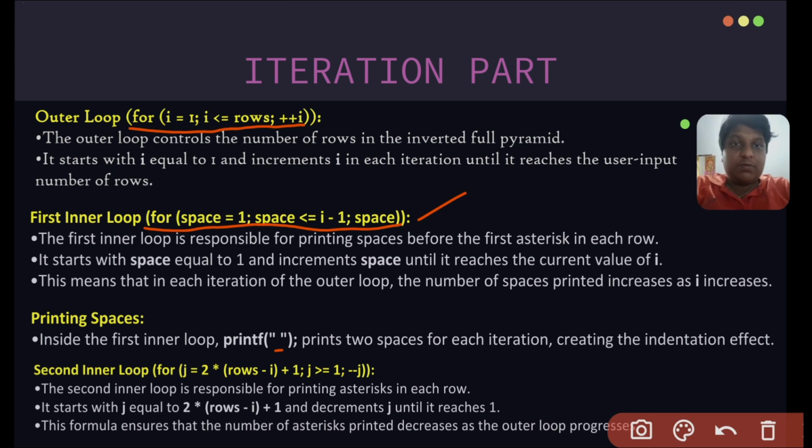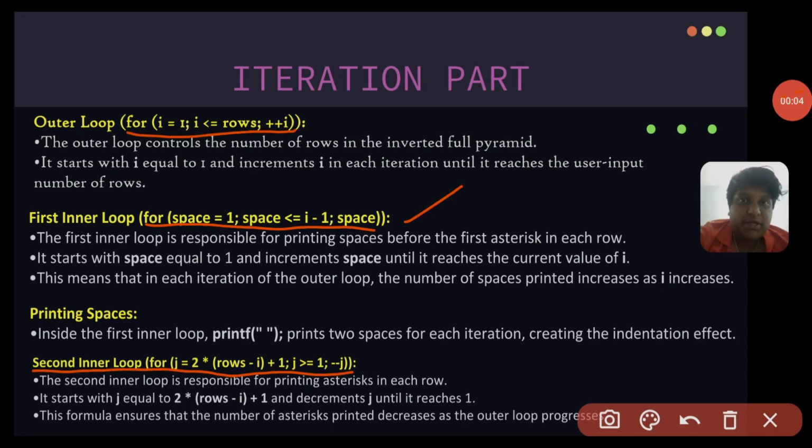For the second inner loop, for (j = 2 * rows - i * 1; j >= 1; j--). The second inner loop is responsible for printing asterisks in each row. It starts with j equal to 2 times rows minus i plus 1 and decrements j until it reaches 1. This formula ensures that the number of asterisks or stars printed decreases as the outer loop progresses.